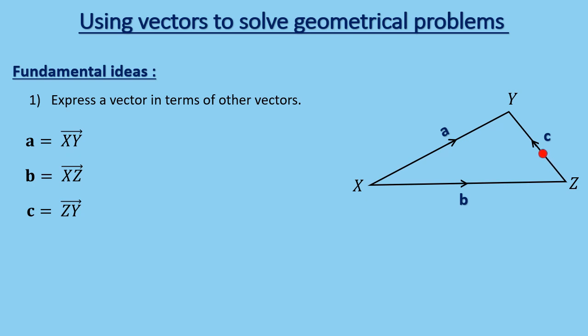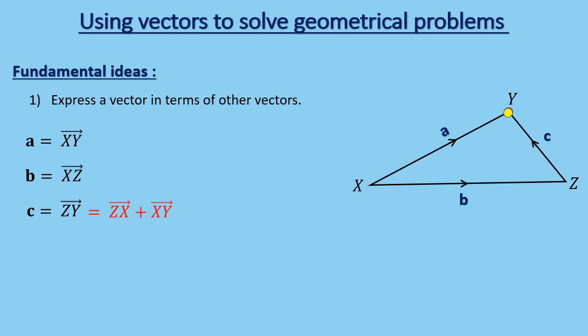I want to travel from point z to point y, but instead of using vector c, I want to use vector b and vector a. Then let us express the journey in terms of vectors using the graph points, which will be vector ZX plus vector XY.